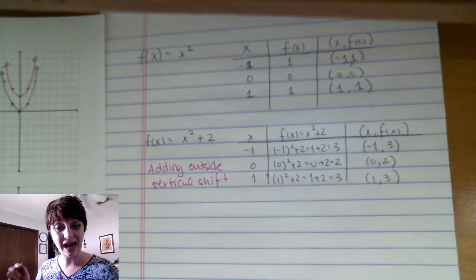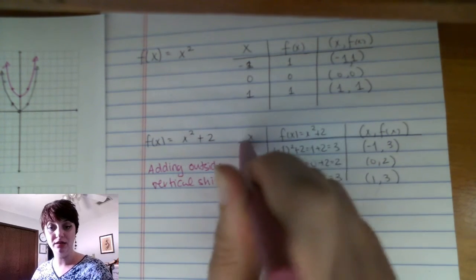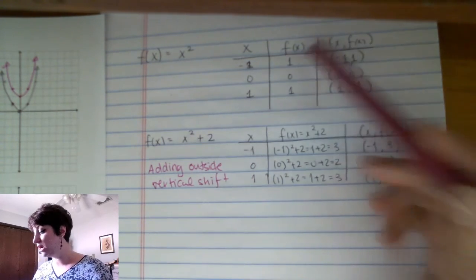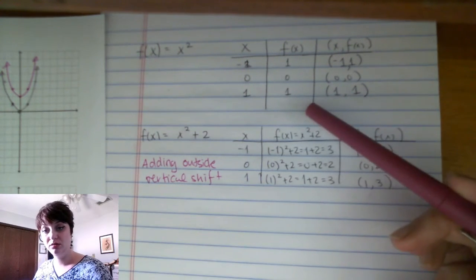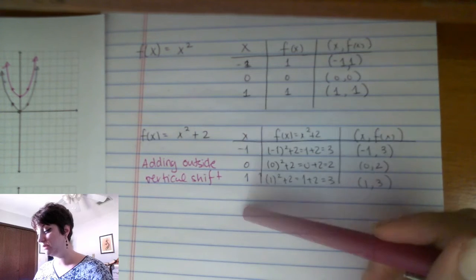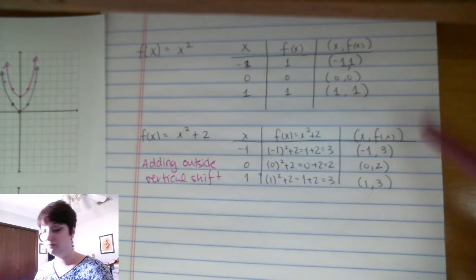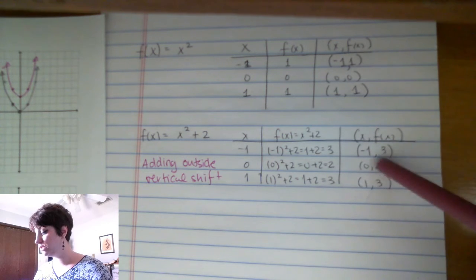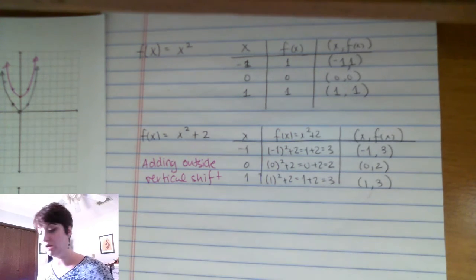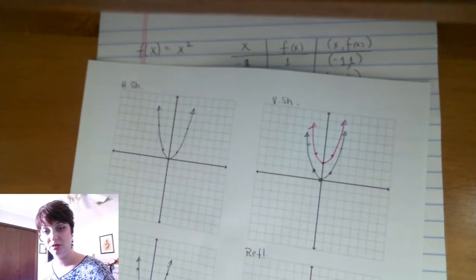And what I mean by outside is that I squared it and then I added something. So I still got the 1, 0, 1, except that I added 2 to that. So the x's stayed the same, the y's I just added 2, right? So 1, 0, 1 became 3, 2, 3. Okay, so that's what we call a vertical shift, and that's exactly what my picture is.